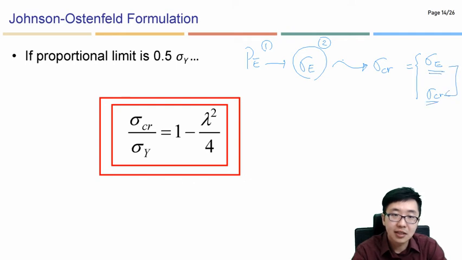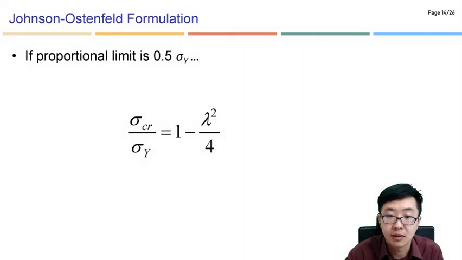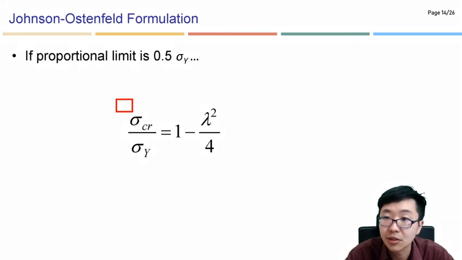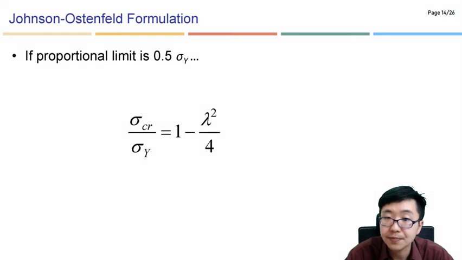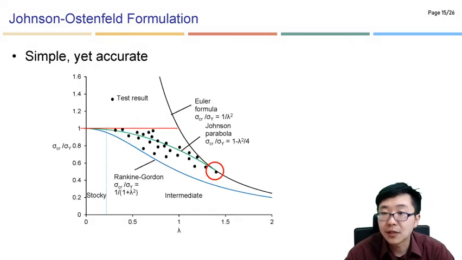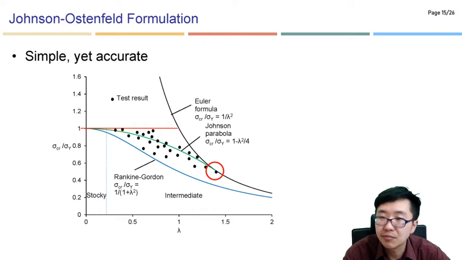So there is a criteria based on the geometry, based on the lambda. So here we will explain it further soon. So about these formulations, Johnson-Ostenfeld formulations, which are actually used in the shipyard. As you can see here, Johnson-Ostenfeld formulations look quite simple, but yet accurate. As I explained earlier, we've learned about the Euler formulations here, as you see here.